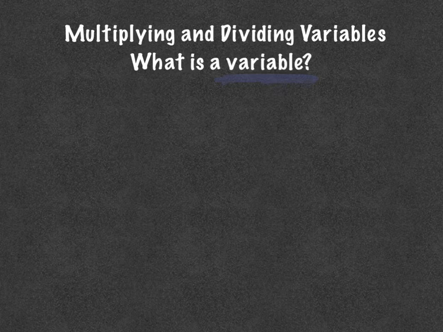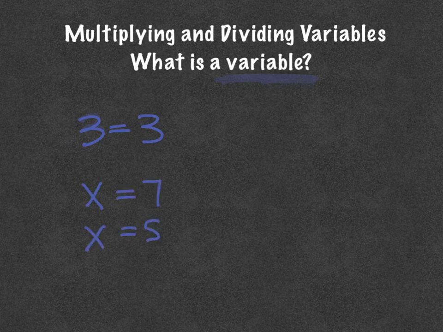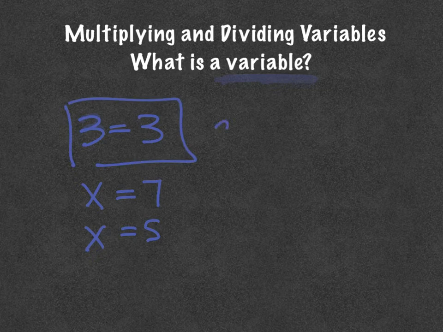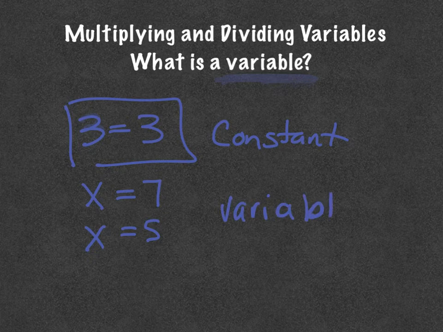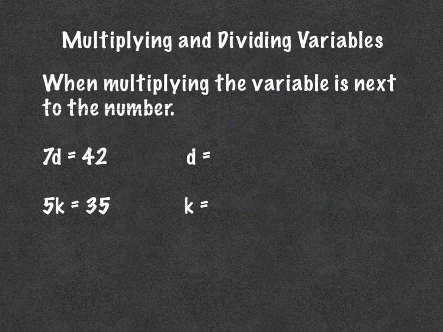A number is constant. For example, the number 3 is always going to be equal to 3, but in some cases, just like we talked about, x could equal 7, or in other cases, x could equal 5. So a 3 is a constant because it's a number. Any number is a constant, and a variable is a letter within an equation or an expression, and a variable is something whose value could change depending on the problem. Okay, so let's dive into multiplying and dividing with variables.